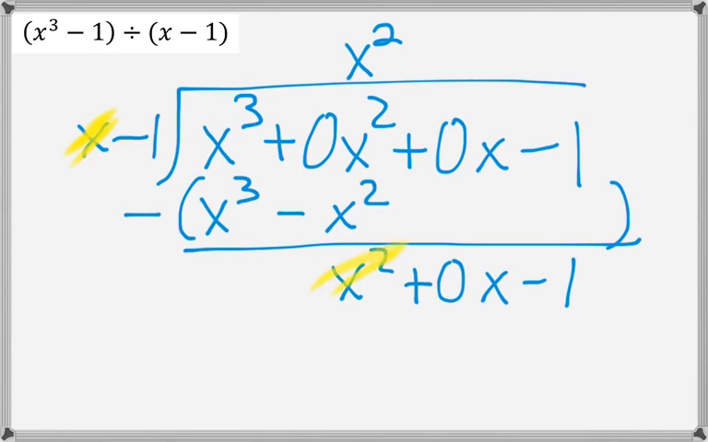Okay, now we need x times x to get us that x squared. So put an x up top and then multiply that by the divisor. So x times x, and x times -1.